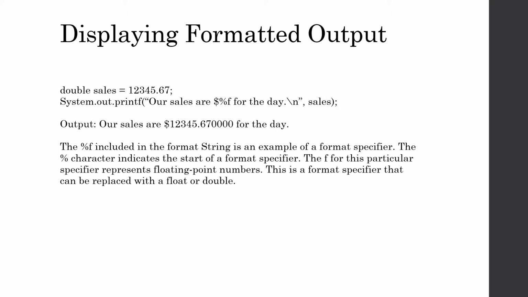This is a format specifier that can be replaced with either a float or a double. So you can see right here, sales is of type double. We did that in the declaration for it. So let's go ahead and actually put this together. We'll just do these first two lines inside of our program, and then we'll slowly start to add a little bit more to this as we take a look at some of the other rules related to the printf method.